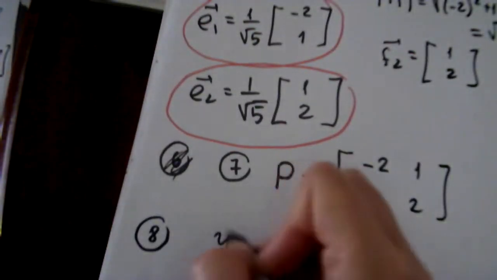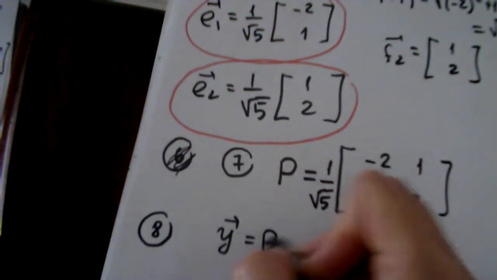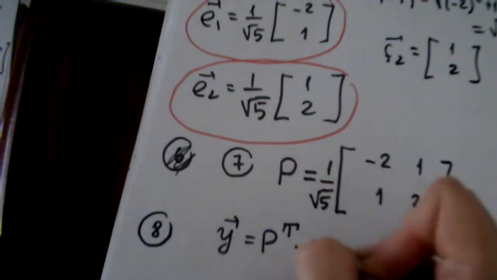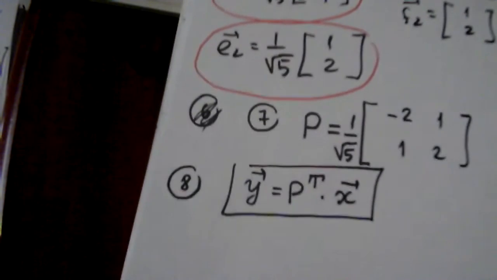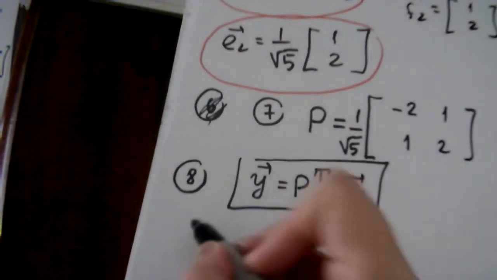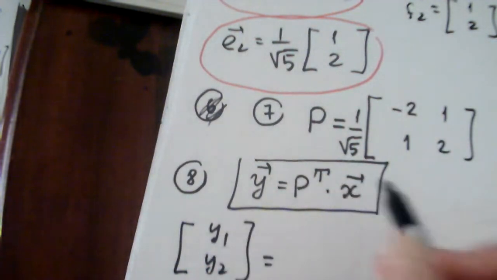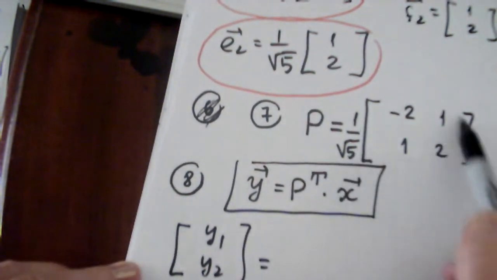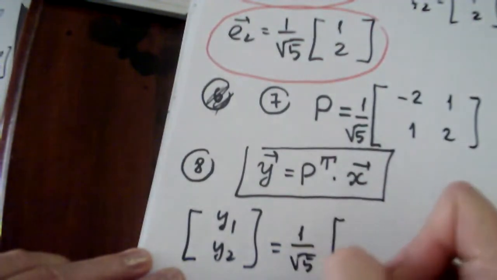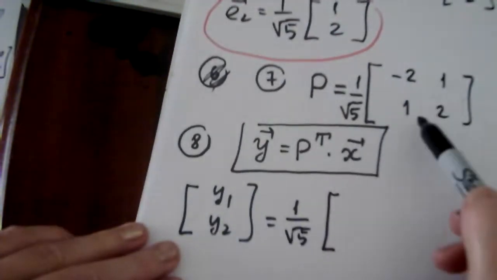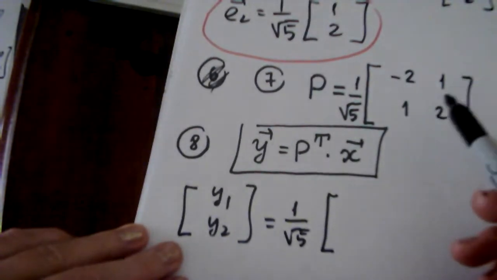They ask us explicitly to express the new coordinates, which is y, in terms of the old coordinates. So this is the equation we need to write and to substitute our information. Okay, let's start with the left-hand side. It's y1, y2, a column. Now we need to transpose this matrix. This term will be in front anyway. Let me remind you, transposing a matrix means to swap the rows and columns.